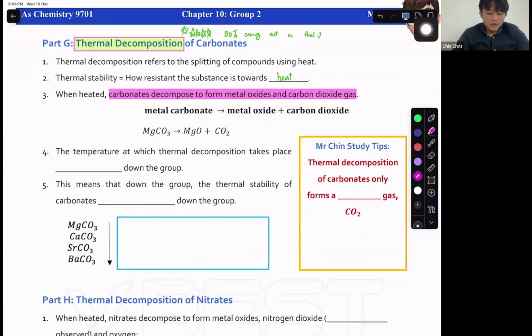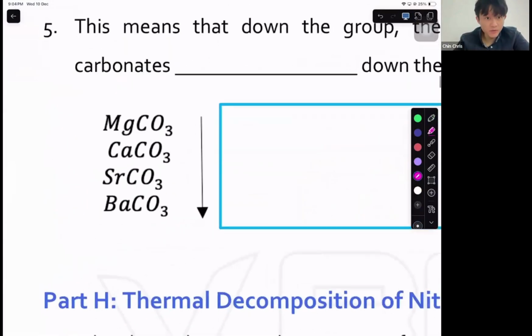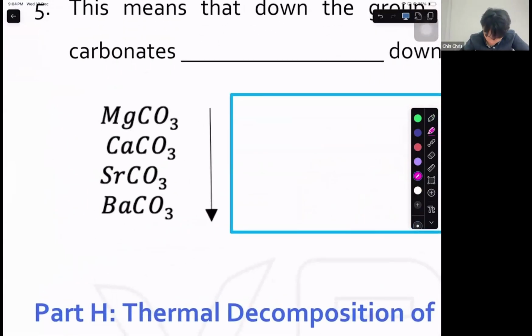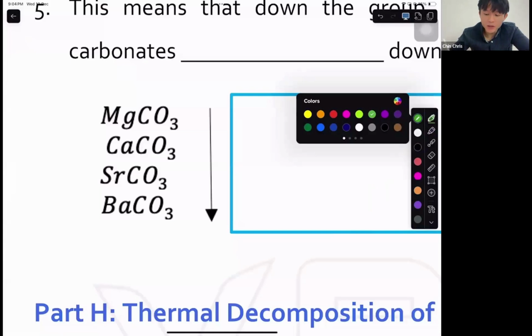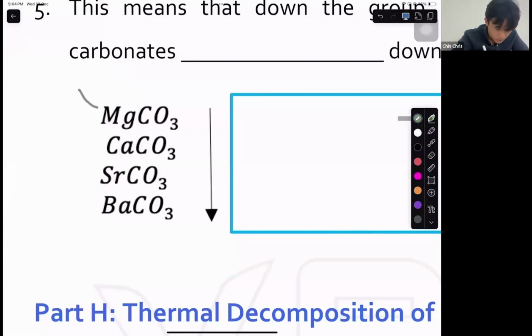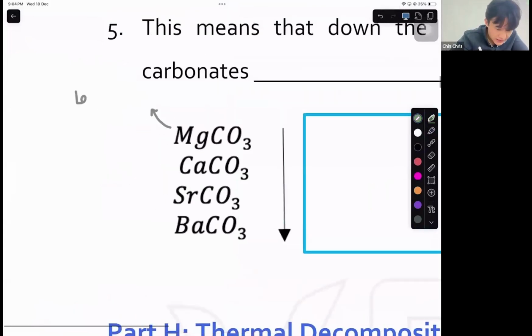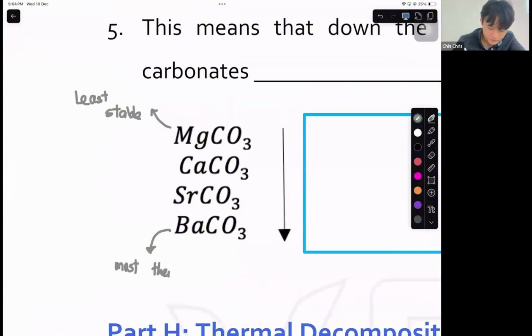Alright guys, next. Temperature at which thermal decomposition takes place. I want you guys to look at this table first. So looking at this table, magnesium carbonate is the least stable, the least thermally stable. Barium carbonate, on the other hand, is the most thermally stable. These two, I want you guys to write it down.